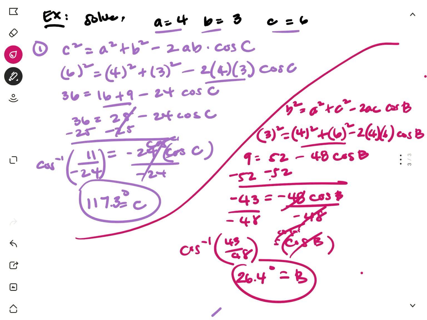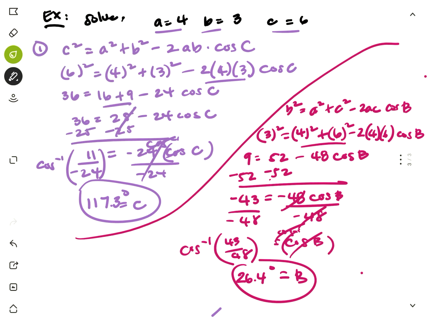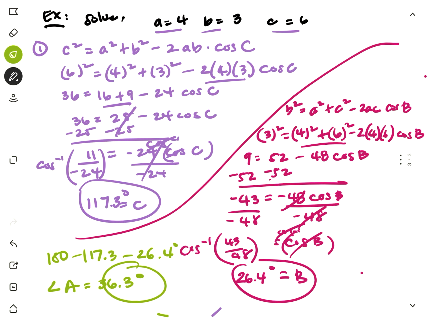And we could do it all over again, but guess what? We have two of the angles now, so we know how to find the third angle. We're just going to do 180 minus 117.3 minus 26.4, and that should give us our A. So 180 minus 117.3 minus 26.4 equals 36.3. So angle A has got to be equal to 36.3 degrees. We were given our three sides. We now have our three angles, and we're done.